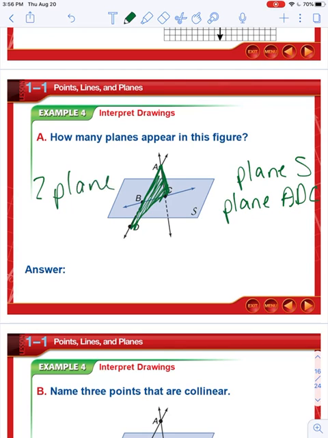Now on your homework in the book, there'll be a question like this. There will be many different planes if we were to do it like this. So I only want you to consider the ones that are shaded and labeled. It says in the book which planes are labeled. So any planes that have a label such as plane S will be your solution for that.